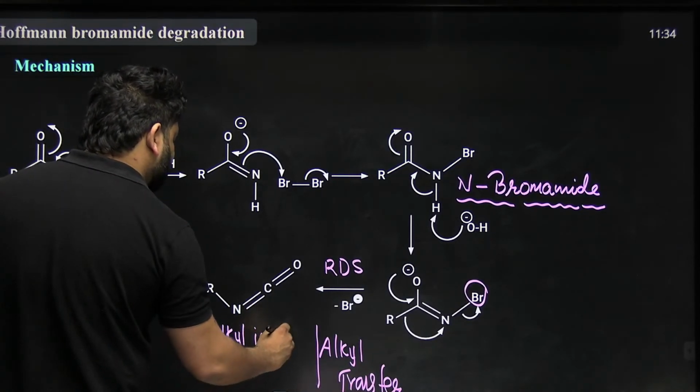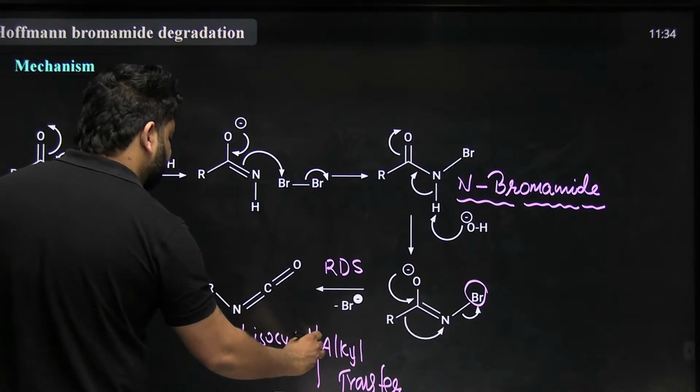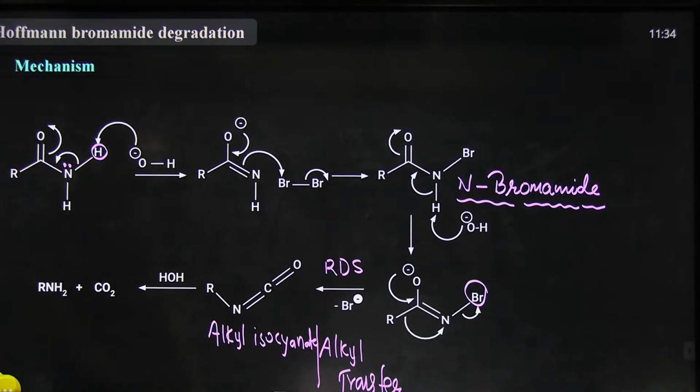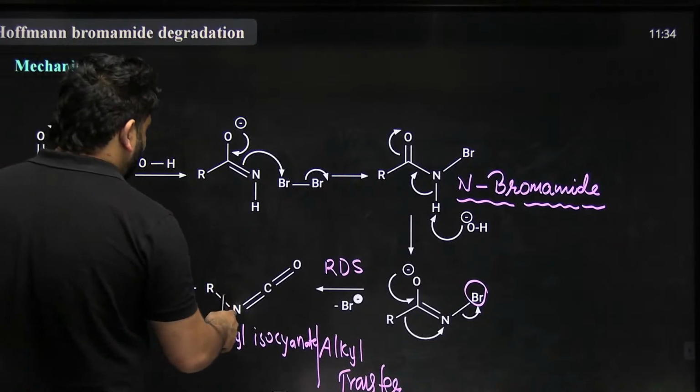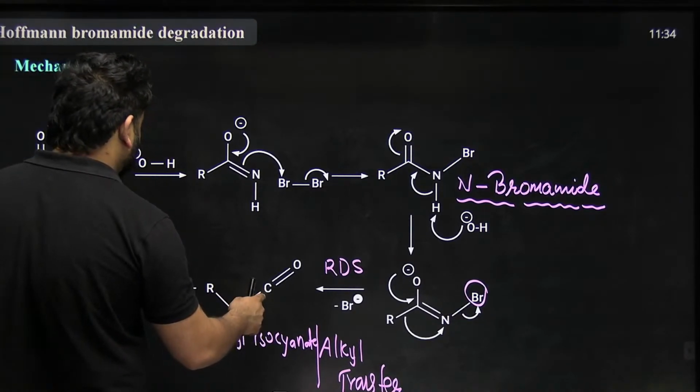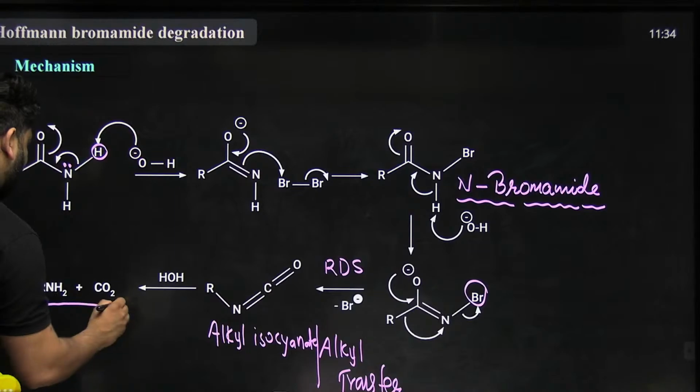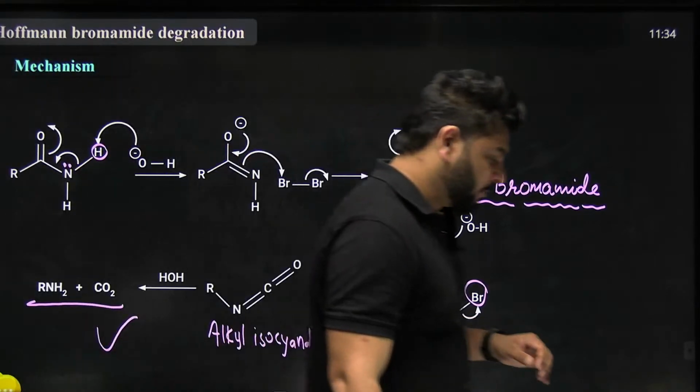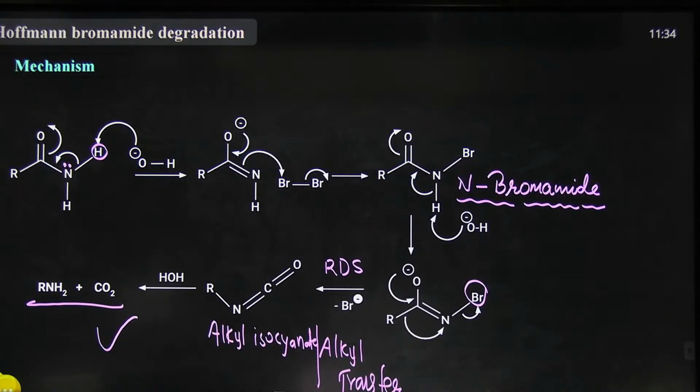This is your alkyl isocyanate. When this alkyl isocyanate is attacked by water, it will give you what? NH2 and then COOH, and then it will be converted into CO2 and water. So this will give you RNH2 and CO2. It's as simple as that. So for those students preparing for 2025, no need to write down the whole mechanism, just keep in mind that the reaction intermediate we are getting is an alkyl isocyanate, and this alkyl isocyanate will be attacked by water forming RNH2 and CO2.